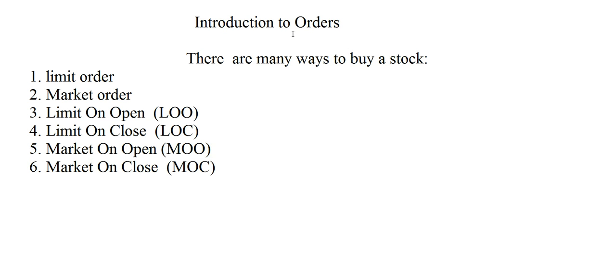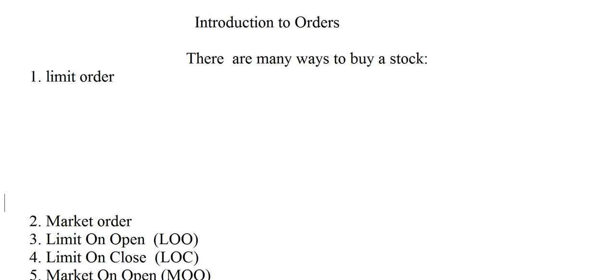Hello guys, good afternoon. I made a video just a few minutes ago as an introduction to orders, meaning how to buy and sell a stock. There are many ways to buy a stock. You can buy it with a limit order, which in the broker is always written as limit, or a market order, limit on open, limit on close, market on open, or market on close. These are the six orders that we are going to introduce. In this video I will begin with the first one.